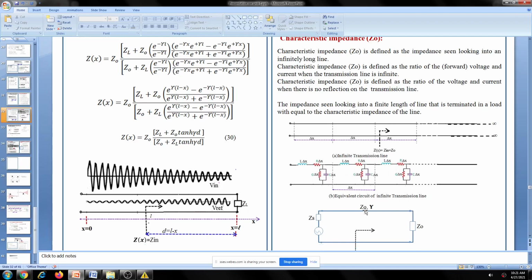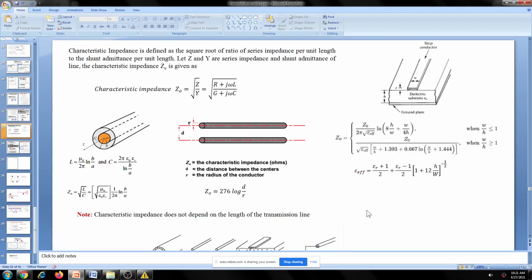Actually, you can calculate this Z0. It depends on the physical parameters of the transmission line. There are equations available, and using those equations, we can find the characteristic impedance Z0. So that we will see here.